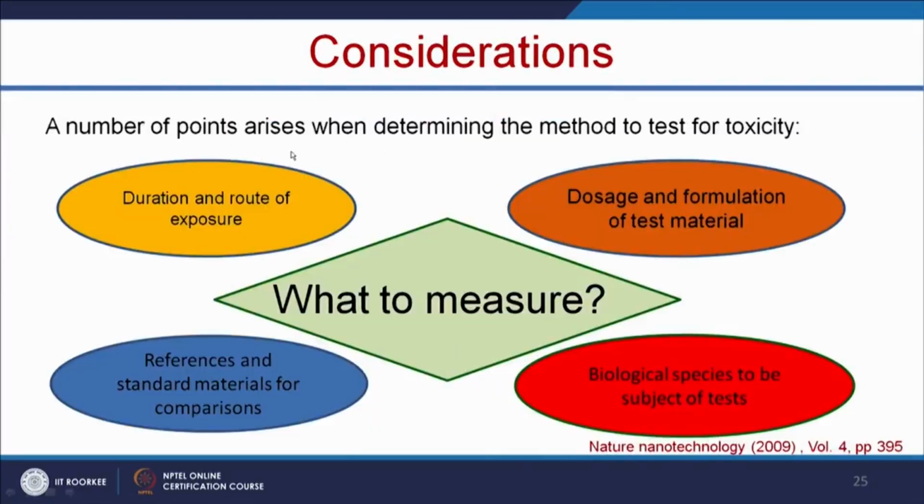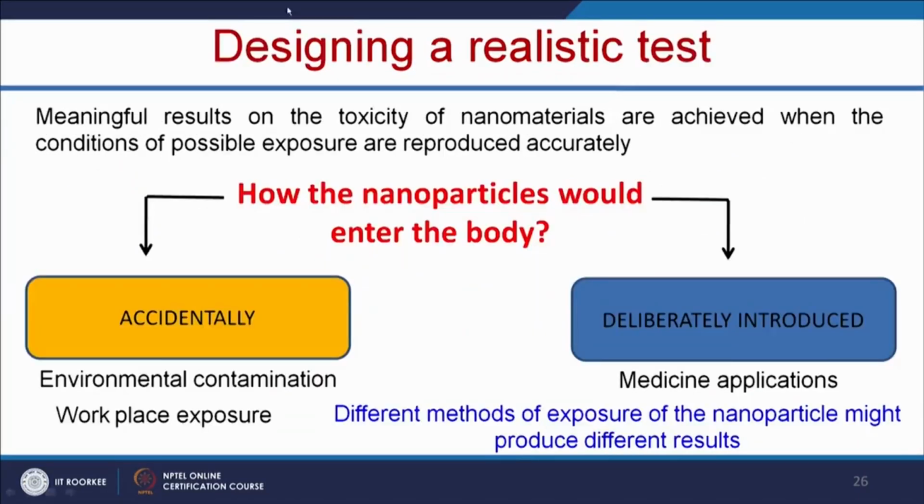So there are several points we have to understand to study the toxicity of nanomaterials. So what to measure, like how much duration and what is the route of exposure, and what is the dosage and formulation of test material, and also what kind of biological species you are going to use to study the toxicity of nanomaterials, and whether you have standard references and standard materials for comparisons. So these are the questions to be considered before we start the nanotoxicology studies, and also the main important thing is how to design a realistic test.